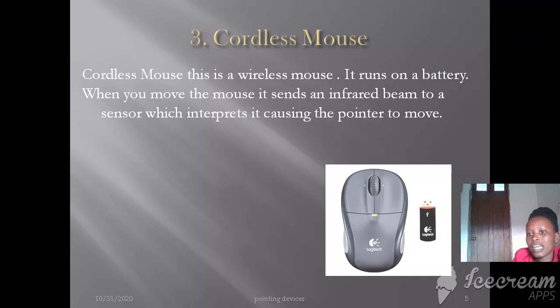It runs on a battery. So one may ask, if it has no cable connected on it, then how am I going to use it to detect whatever I want to detect from my computer? So this mouse uses what we call batteries. You put the batteries in the mouse, and if the batteries are done, you replace them with new ones. When you move the mouse, it sends an infrared beam to a sensor, which interprets it, causing the pointer to move. So that is what we call the cordless mouse.